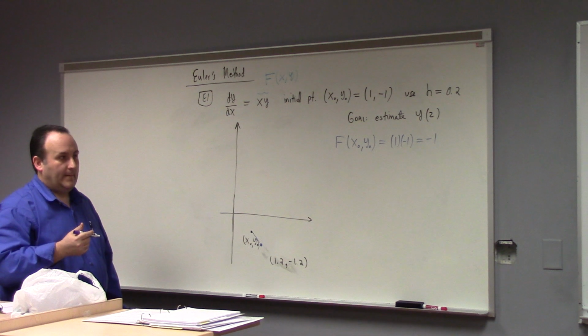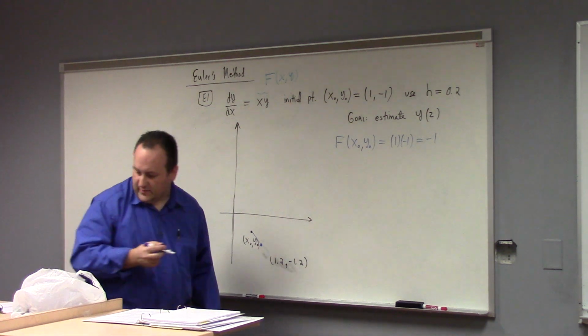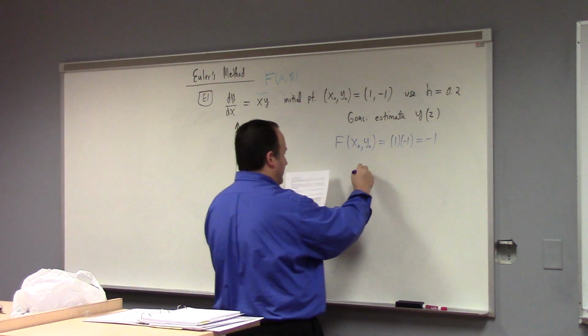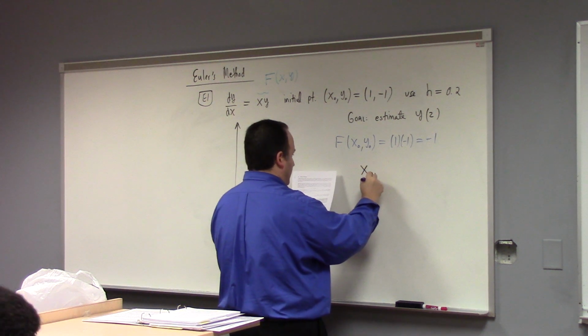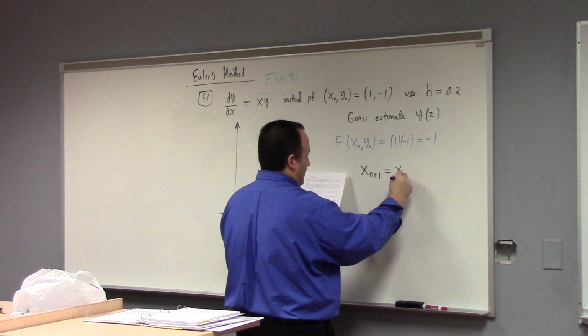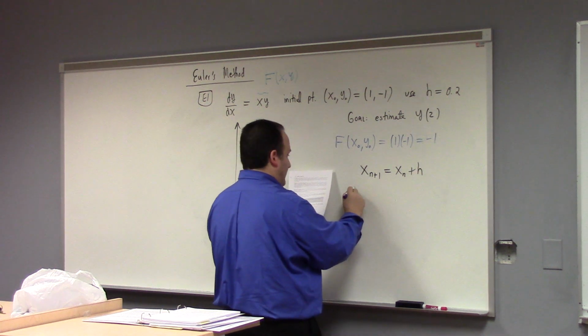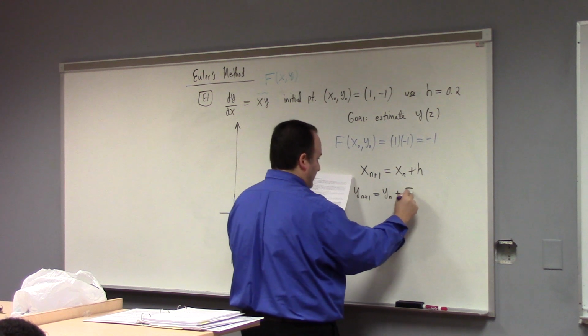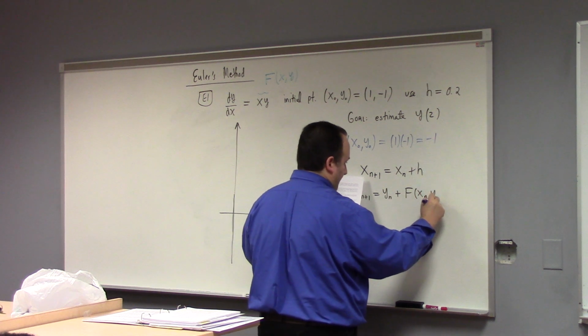All right. So let me just, here you go. Here's the algorithmic form of it. x sub n plus 1 is equal to x sub n plus h, and y sub n plus 1 is equal to y sub n plus f of x_n, y_n times h.